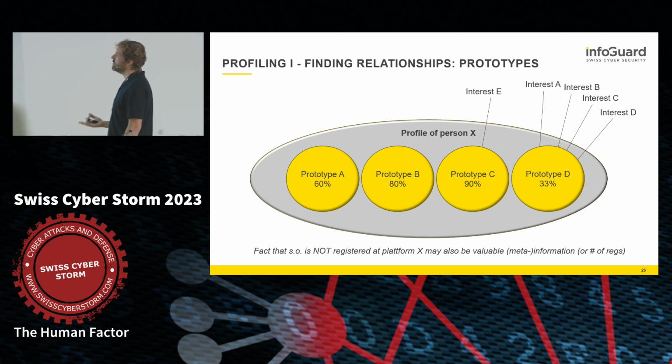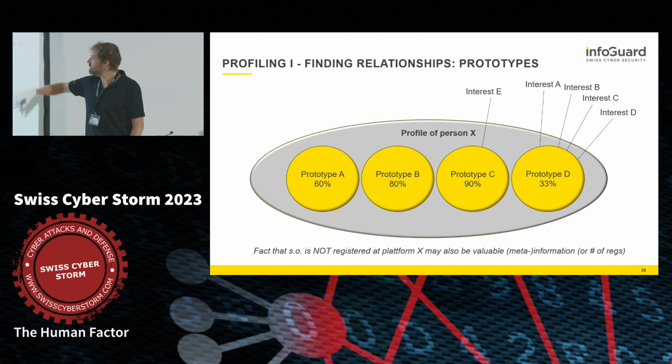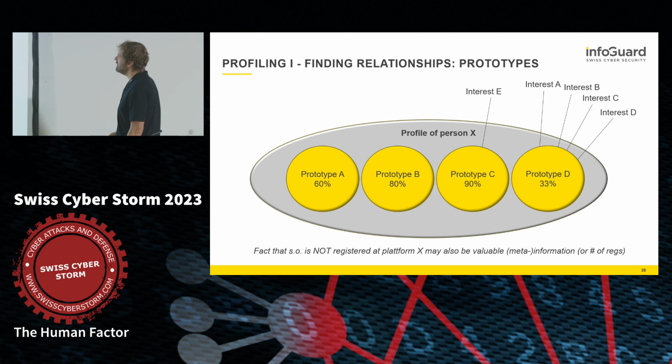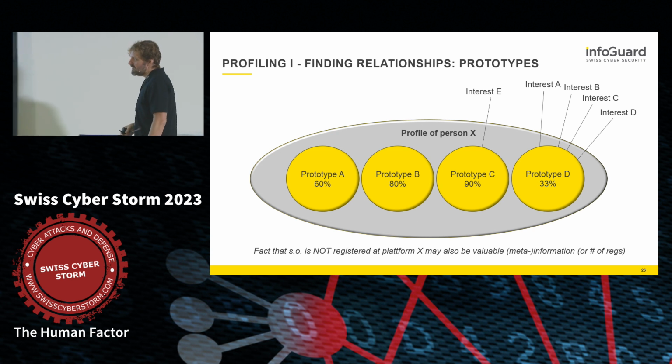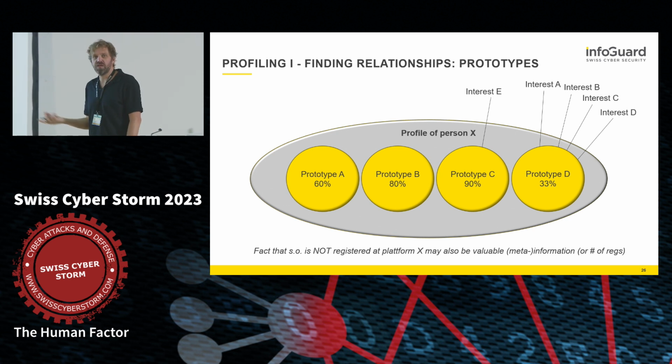And then if you want to look at the profile of one person, you calculate the match of all these prototypes, and then you get the sum of all these probabilities and interests, which gives you a really detailed profile about someone. So for this person X, this person maybe is not so much interested in A, B, and C, but is highly likely interested in D, right? And also, the fact that someone is not registered at a specific platform could also tell you valuable things, like with the example with Apple and Google, right? So if you see that you cannot find an email on a specific platform, this could also be a kind of meta information.